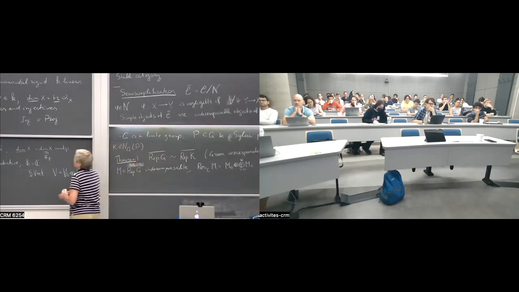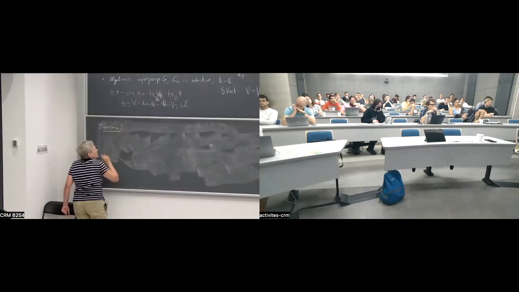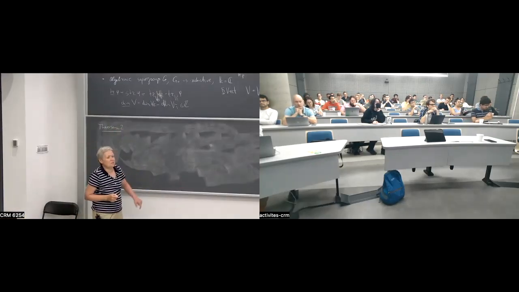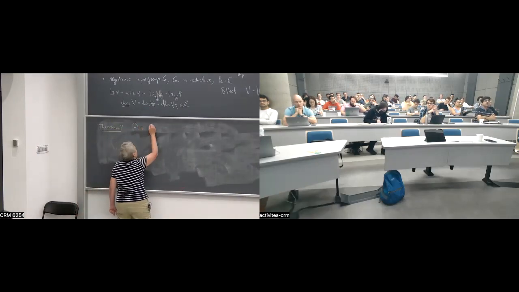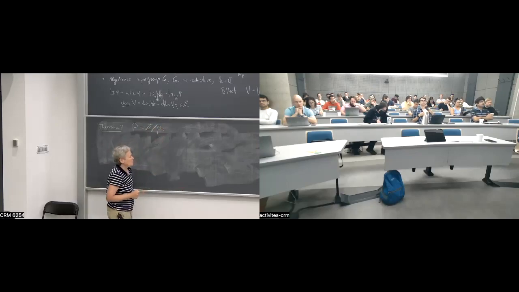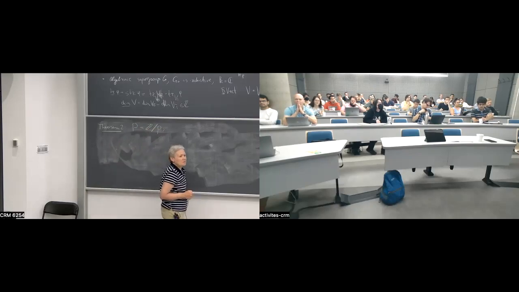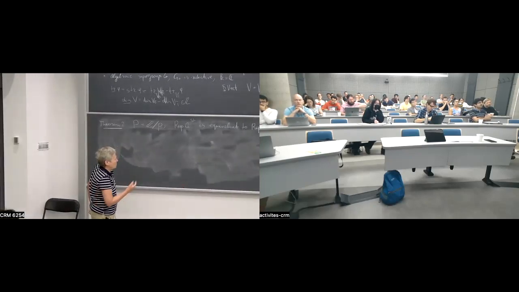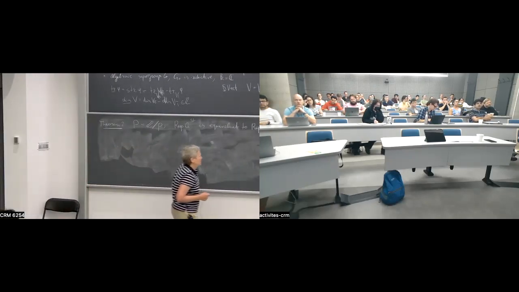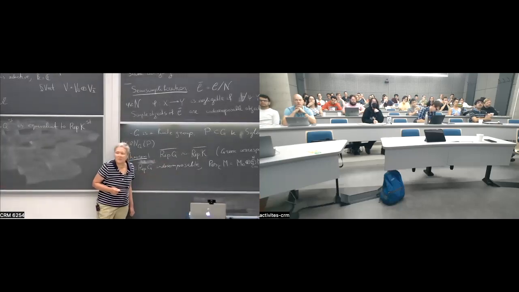Now let me go to the second one. Suppose that the Sylow subgroup P is just a cyclic subgroup of order P, the simplest possible situation. Then we actually have an equivalence of triangulated categories, which are the stable categories for G and K. And basically again, the restriction functor and induction functor give you this equivalence.